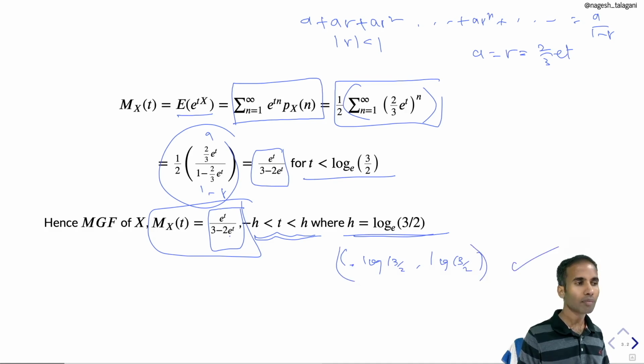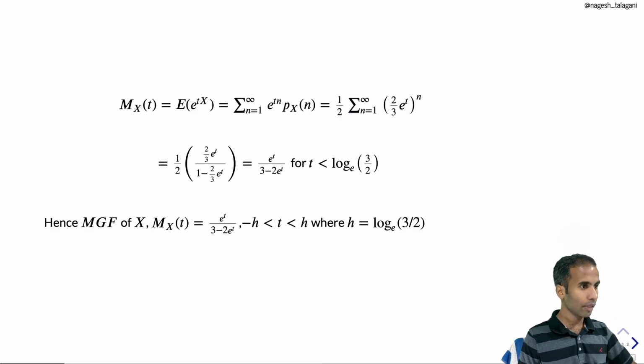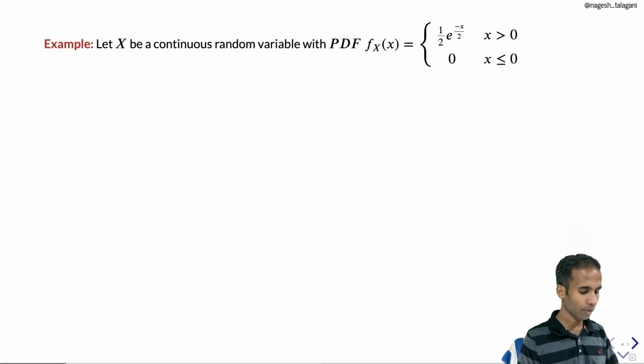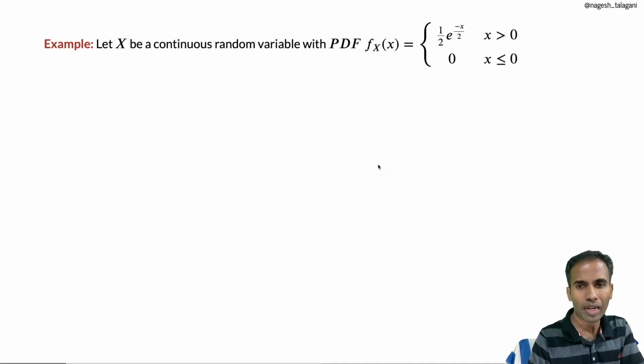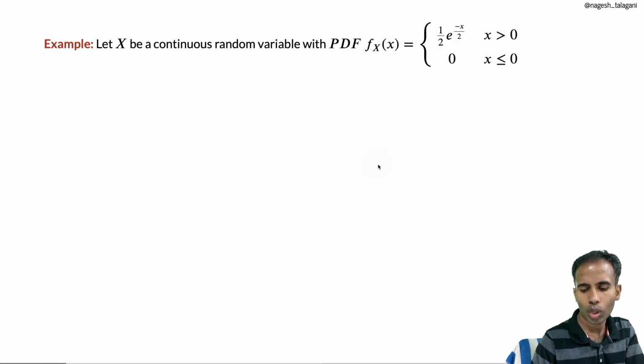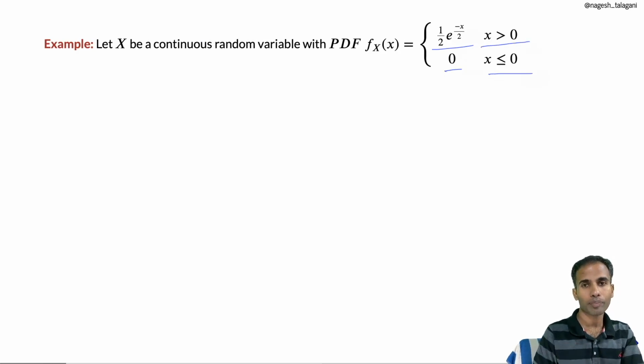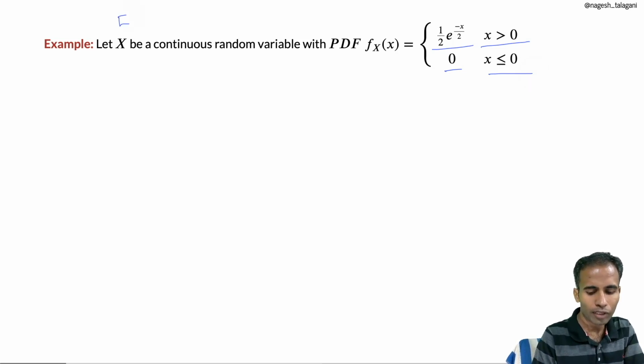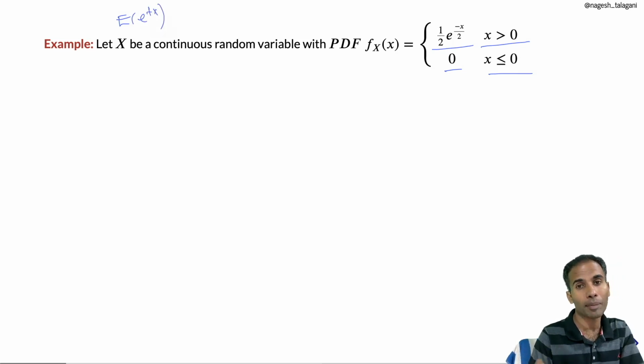Fine. Next, here is an example of a continuous distribution with a PDF f(x) equal to 1/2 e^(-x/2) for x positive, and 0 for x less than or equal to 0. Let us see if the MGF exists for this particular distribution. We have to see if the expectation of e^(tX) exists for all t in some neighborhood of 0.